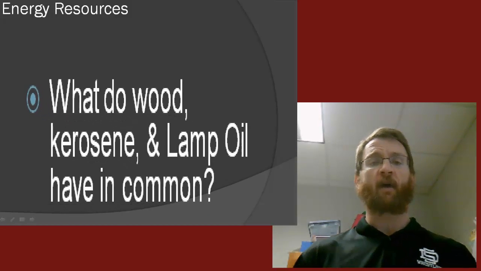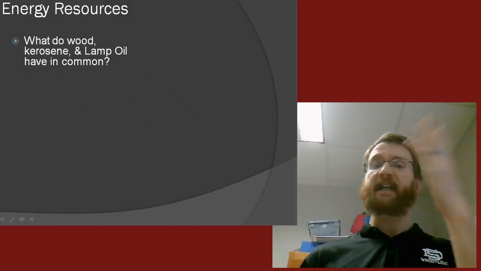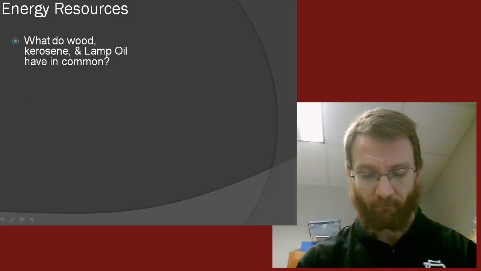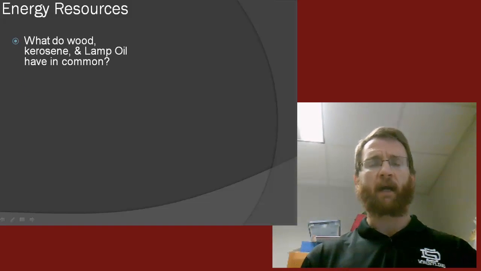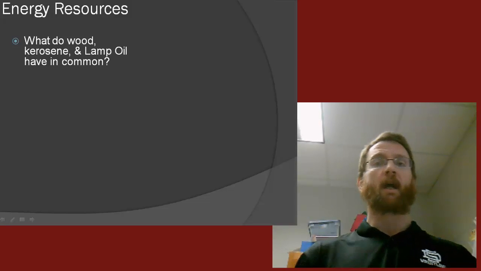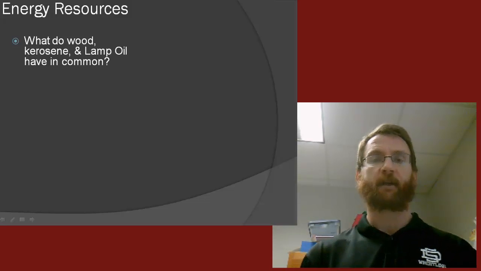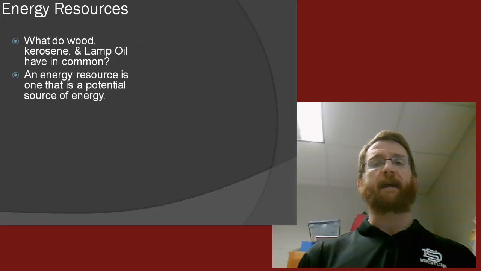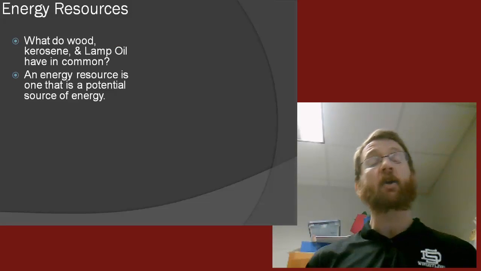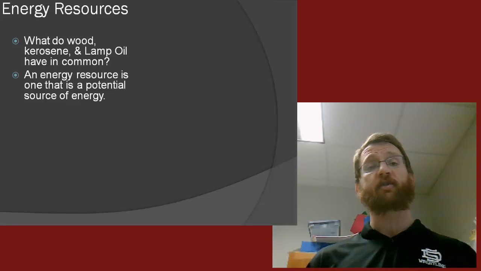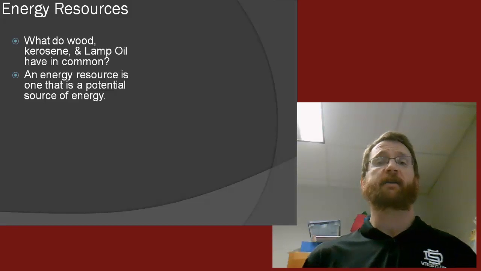So the first thing we're going to talk about is energy resources. I want you to think about what wood, kerosene, lamp oil, and even gasoline all have in common. Think about that for a second. They burn, right? If you set them on fire, they're going to cause a big poof, boom. Well, wood's not going to poof up, but if you light gas, it will. So they all burn. Those are all examples of energy resources. An energy resource is any resource that's a potential source of energy. That's all an energy resource is.